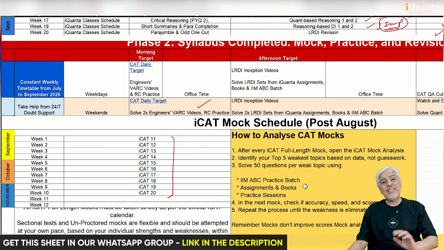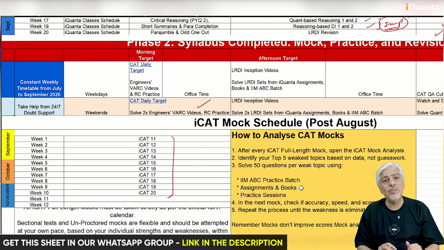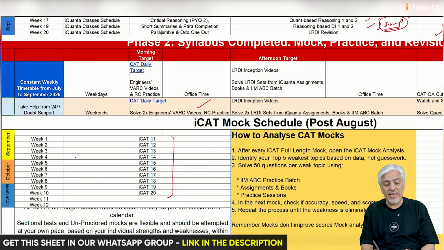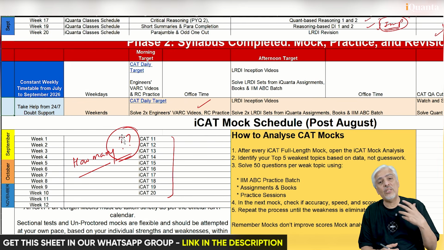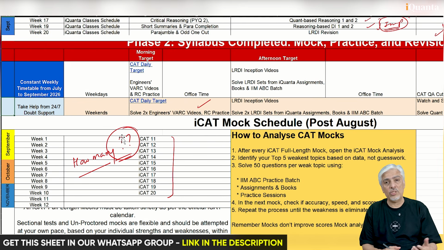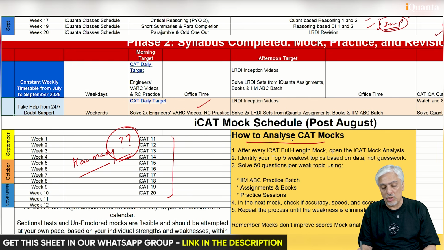Now, there's one very common burning question which people ask: how many mocks are enough? How many? Somehow, as humans, we are fascinated with numbers. How much should I write? Should I write 20? Should I write 22? Should I write 40? Whatever. That number just keeps going up. People think it's just quantity. It's not only quantity, it is quality also.